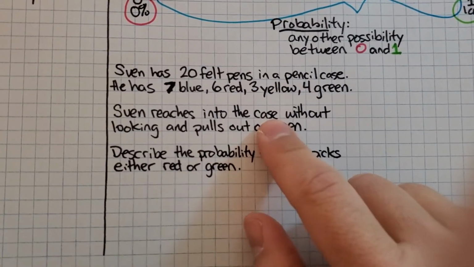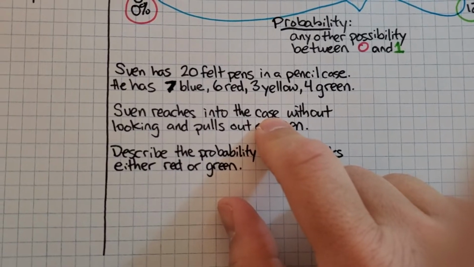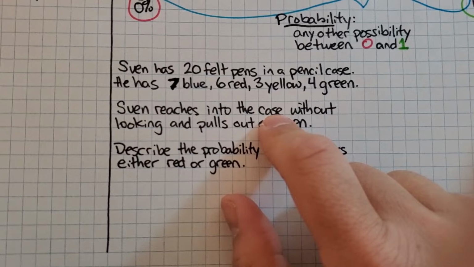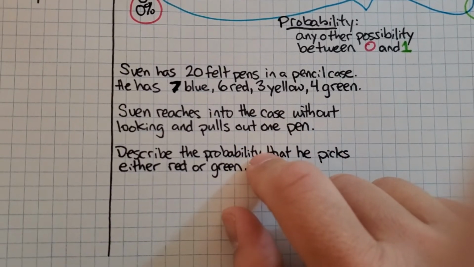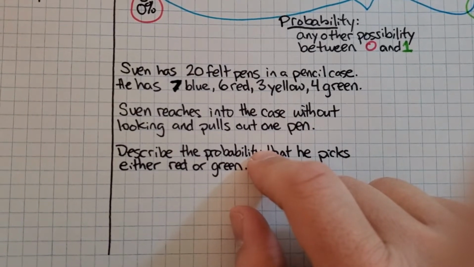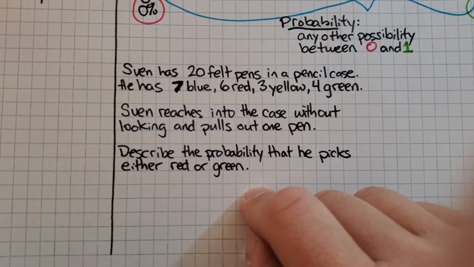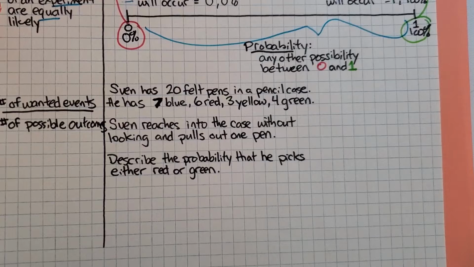All right, let's look at this scenario. Sven has 20 felt pens in a pencil case. He has 7 blue, 6 red, 3 yellow, 4 green. Sven reaches into the case without looking and pulls out 1 pen. Describe the probability that he picks either red or green.